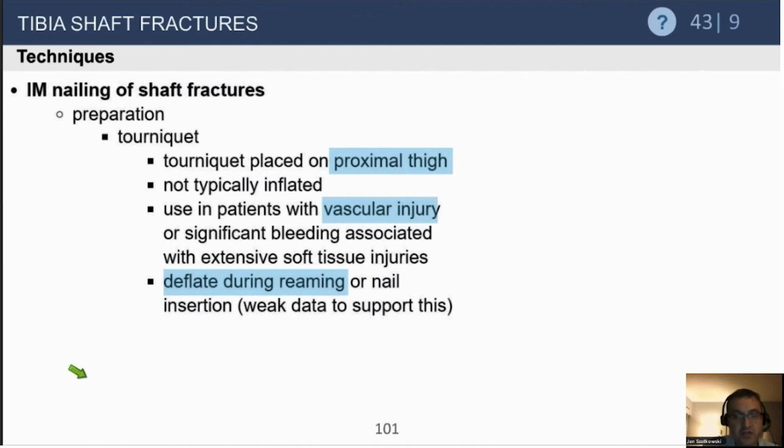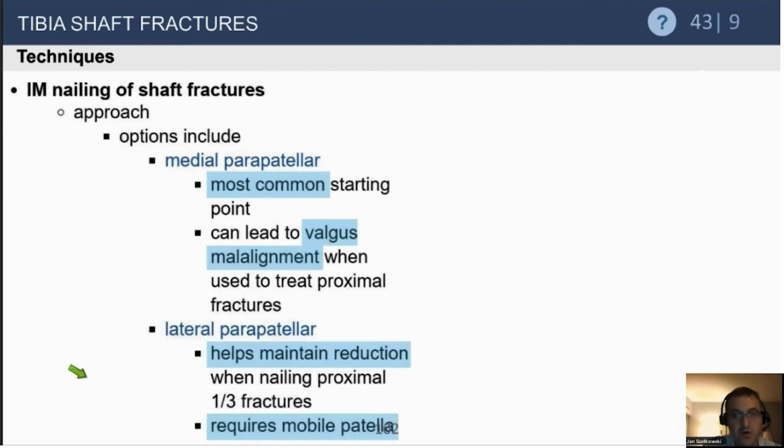So as we go further here now, in terms of the approach, we talked about many of these approaches right now. Some of them may be better or worse for proximal fractures. There's a medial parapatellar, most common, which can lead to valgus malalignment. Remember, you're going to sometimes get a medial starting point because when you're putting that guide wire in, you have to push the patella out of the way, and this can be an issue. Lateral parapatellar can be helpful with proximal third tibia fractures, but requires a mobile patella as well.